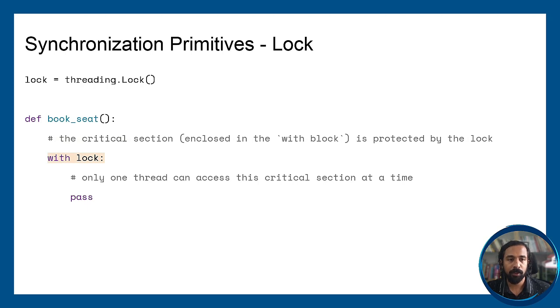In addition to the usage using the acquire and release calls, we can use the lock object as a context manager. We can use it with the with statement, and the block inside the with statement will be marked as a critical section. And when the code exits from this with block, the lock will be automatically released.